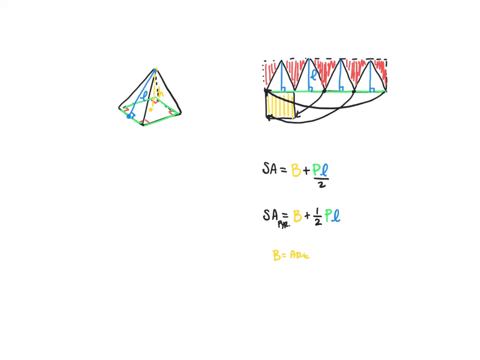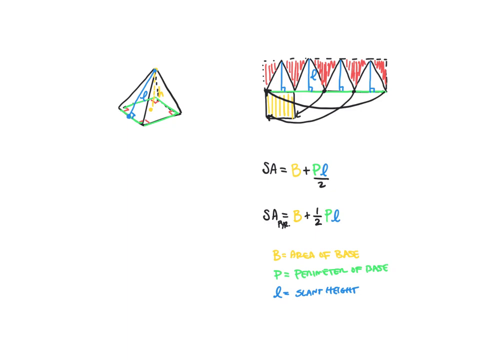B is the area of the base, which can differ, right, based on what shape the base is. P is going to be the perimeter of the base. This is a little bit labor intensive, but it's good for later on. And L is the slant height. Okay, there we have it.